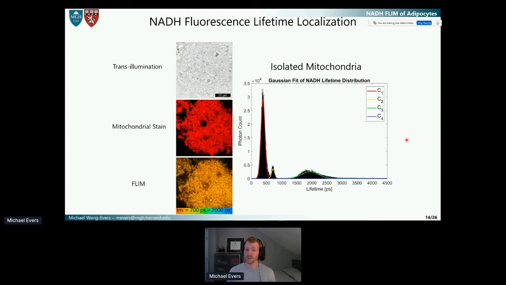So the next step, what we did is we isolated mitochondria from our fat cells. As you can see here, we also did a mitochondrial stain. It's not perfect. For example, here's a nucleus also. But once we did the fluorescence lifetime imaging, we can see, yes, like we expected, component 1 and 3 is very prominent, which is what we expect to be the fluorescence lifetime from the mitochondria.